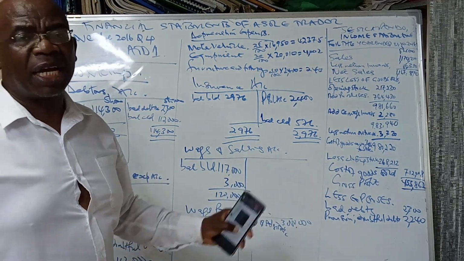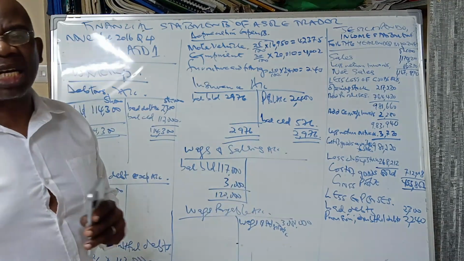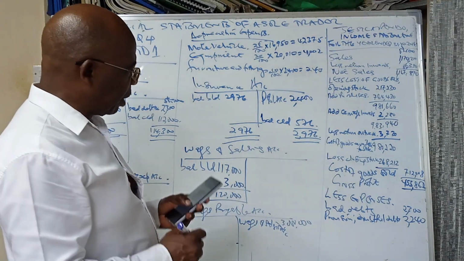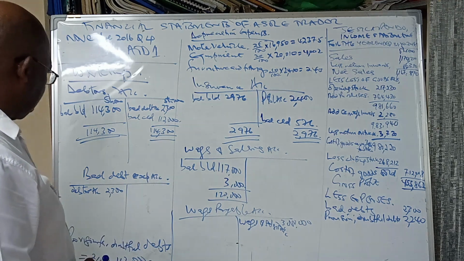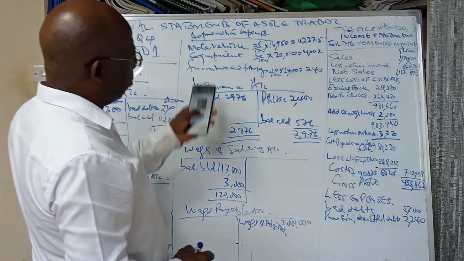An increase becomes an expense. A decrease becomes an income. Then we check for the others. Depreciation.